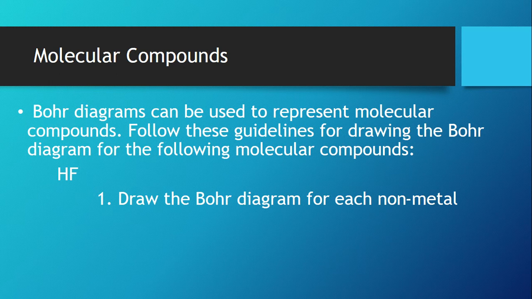Right now, we only know how to use Bohr diagrams. Like I've said, we are going to learn how to do Lewis dot diagrams. For the time being, we can use Bohr diagrams to represent molecular compounds. We'll just follow these guidelines to draw the Bohr diagram for the following molecular compounds. So we're going to draw one for HF, hydrogen fluoride. So what I want you to do right now is pause the video and try to draw the Bohr diagram for hydrogen and the Bohr diagram for fluorine on your own. And then when you come back, I'll tell you the next step.